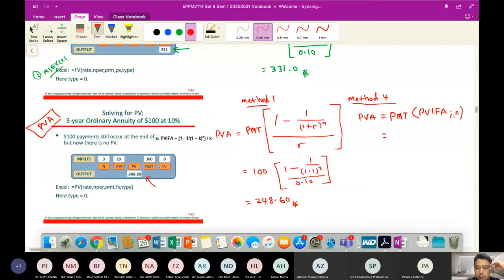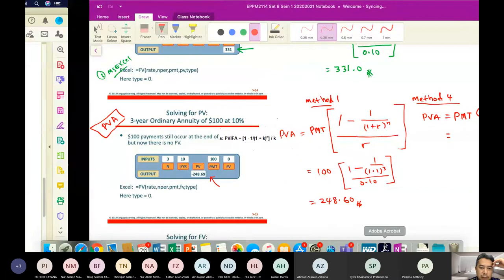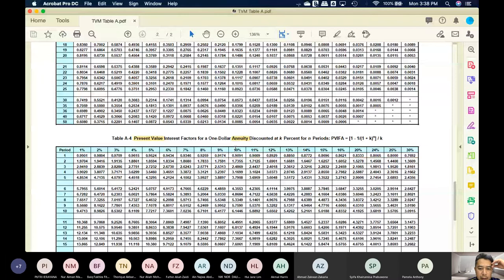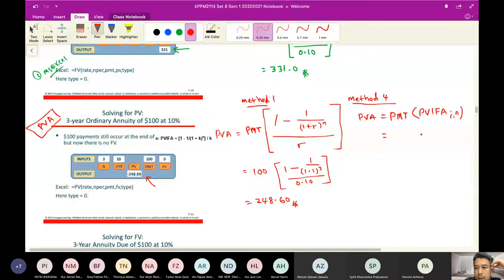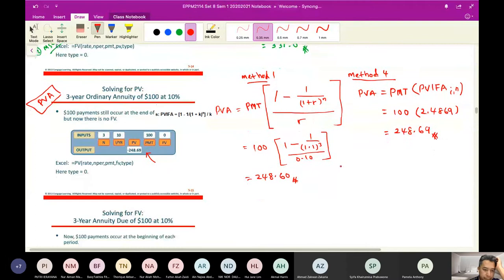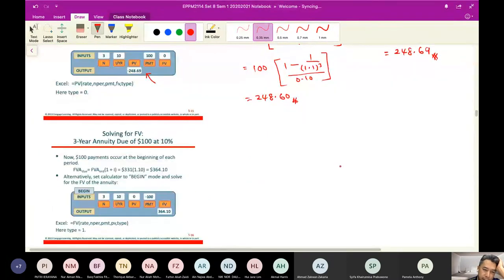So look at the table under present value annuity, 10% and row number 3, 2.4869 over here. So the answer will be 248.69. Same. Okay, guys. So we move on to annuity due. This one is annuity due.